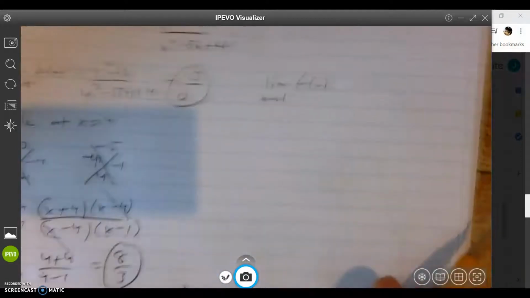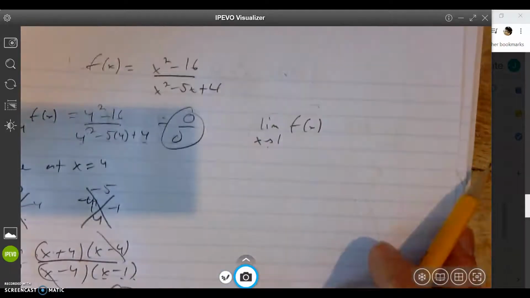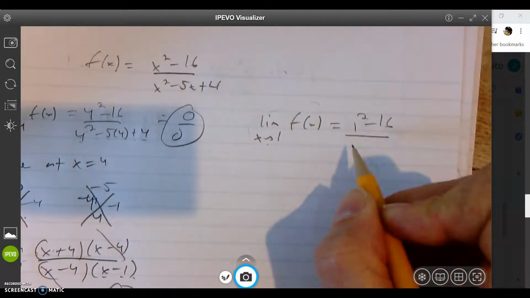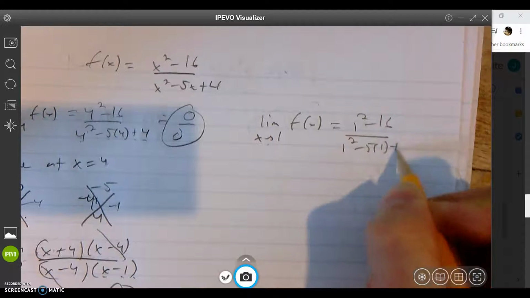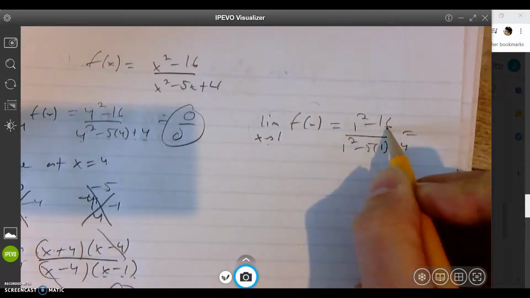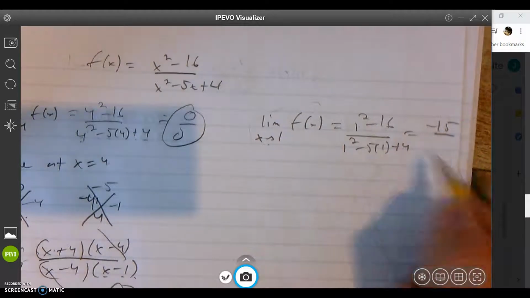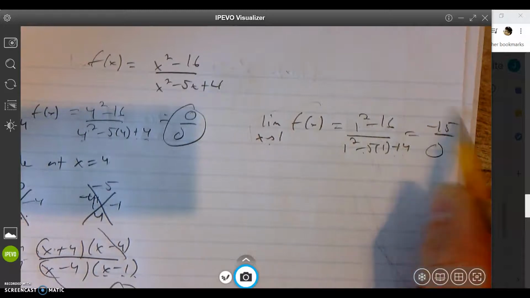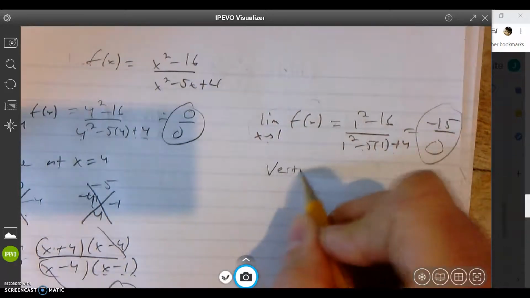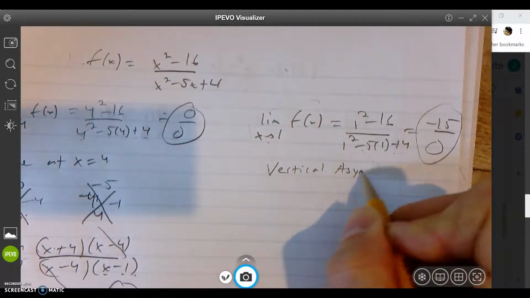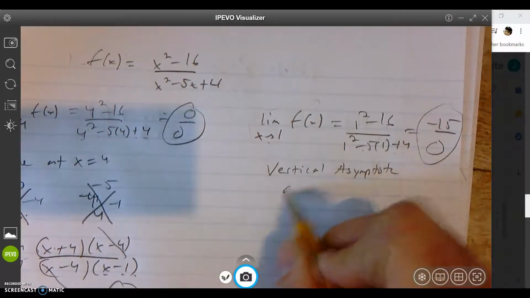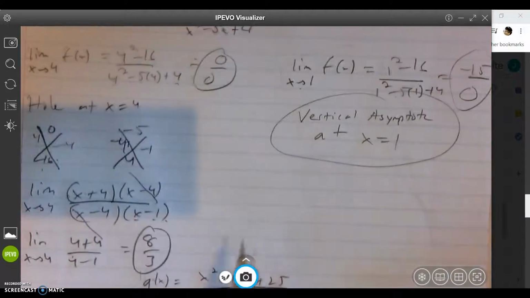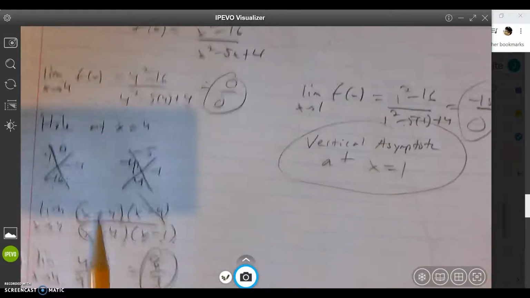Cool. Next one, same problem. Find the limit as x approaches 1 of f of x. All right, no problem. We're going to plug in 1. 1 squared minus 16 over 1 squared minus 5 times 1 plus 4. So it's 1 minus 16, which is negative 15. 1 minus 5 is negative 4. Plus 4 is 0. Undefined. What is that? Oh yeah, vertical asymptote or infinite discontinuity at x equals 1. There we go. So we have a hole at x equals 4 and a vertical asymptote at x equals 1 for this function.